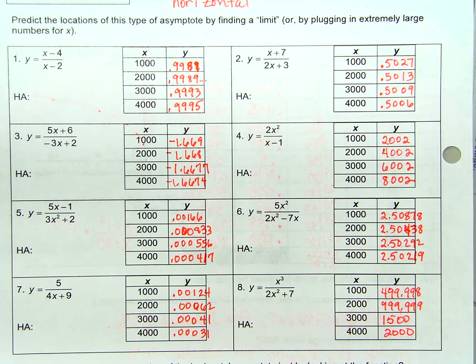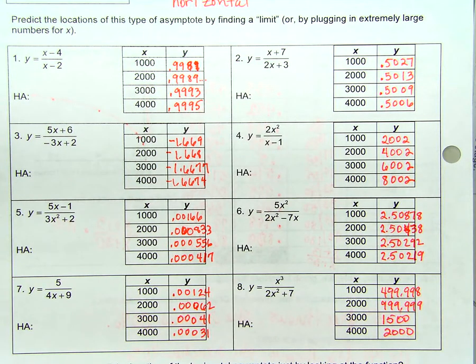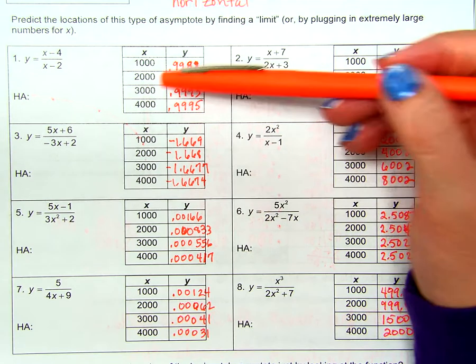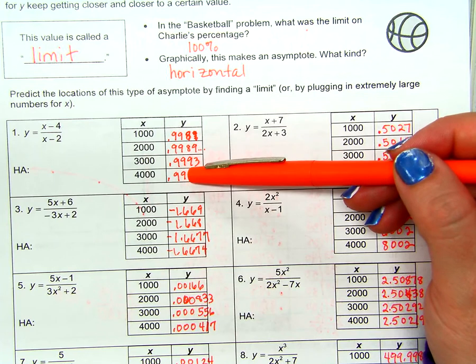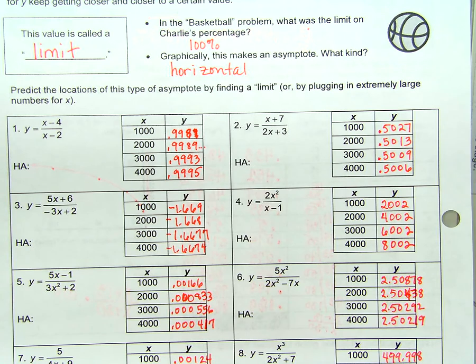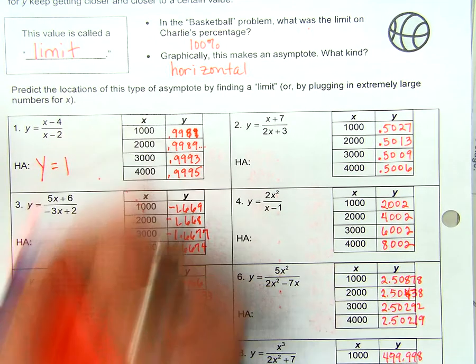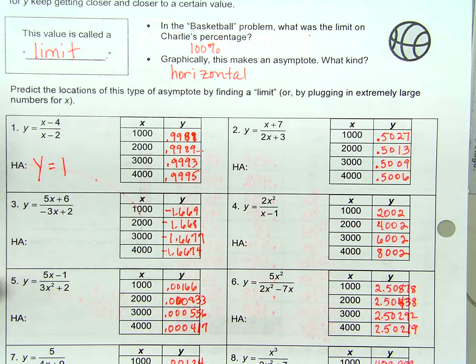Okay, ready? Predict the location of a horizontal asymptote by finding the limit. It says by plugging in extremely large numbers. Well, that's what we did: 1,000, 2,000, 3,000, 4,000. That's continually large numbers, right? As I plug in larger and larger numbers for x, where is y going? It's getting closer and closer to 1. Y equals 1. Is it ever going to get to 1? How do we know that? There's an asymptote there.